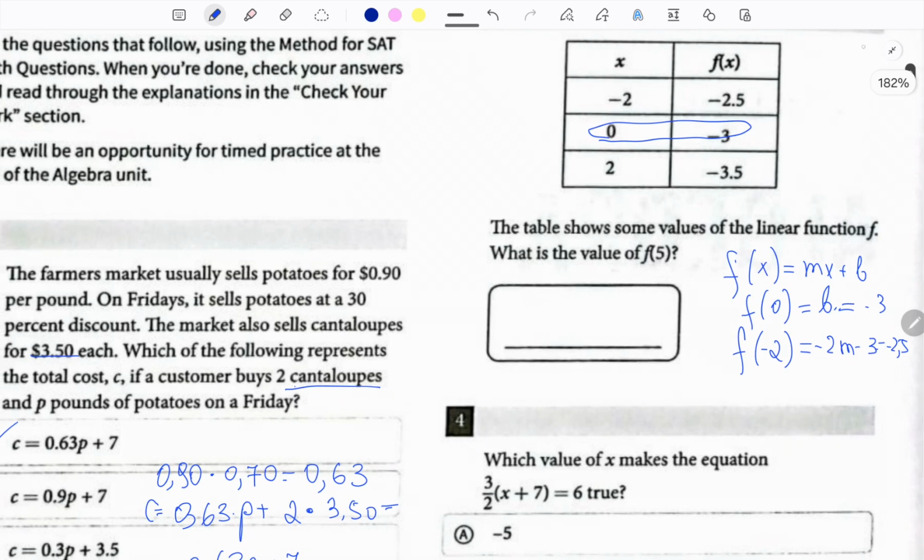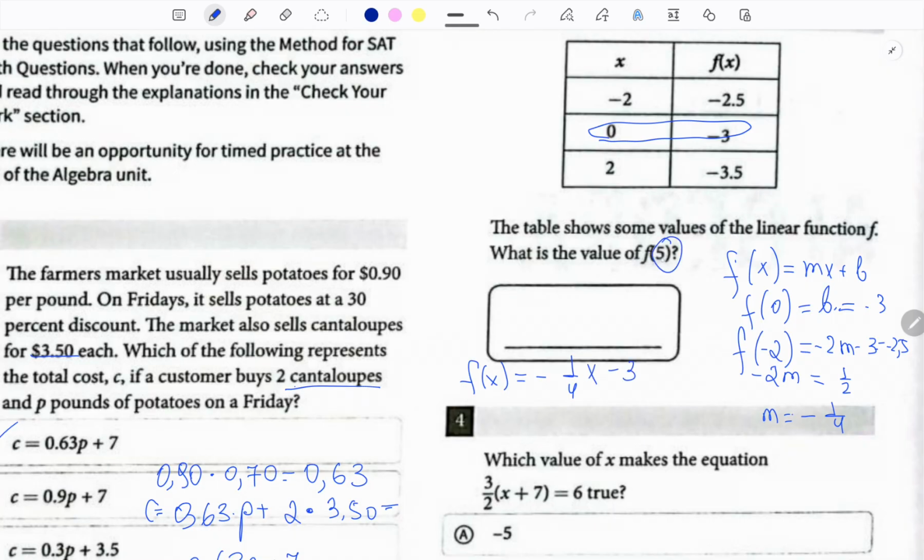So if we add 3 to both sides of this equation, we will get that -2 times m is equivalent to 1/2. And dividing both sides of this equation by -2, we get that the value of m is equivalent to -1/4. So the equation will be equivalent to f of x is equivalent to -1/4 times x minus 3.